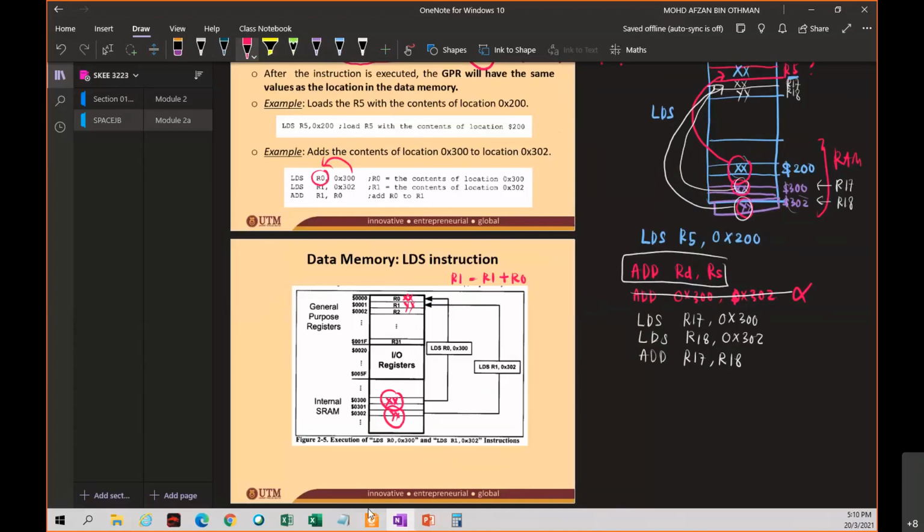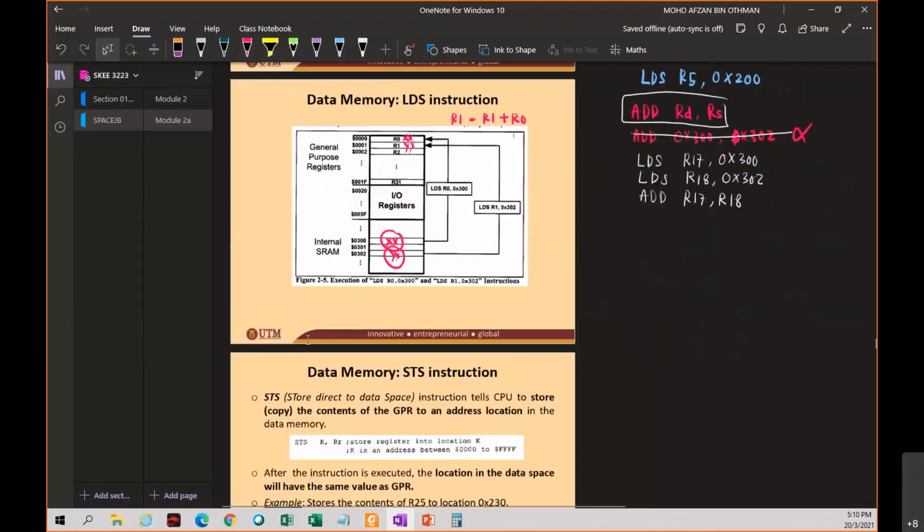So this is the LDS instruction. It means that we're going to load the value from data memory. Any question? Ada soalan tak? Up until here.